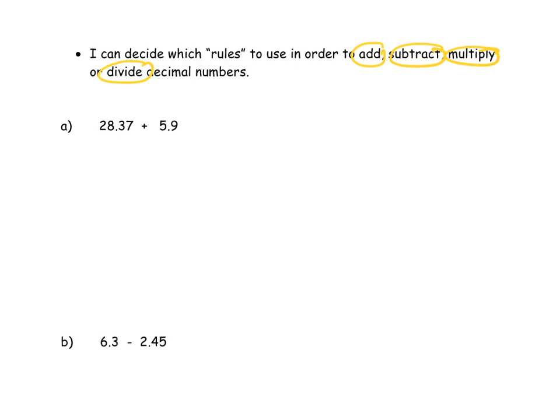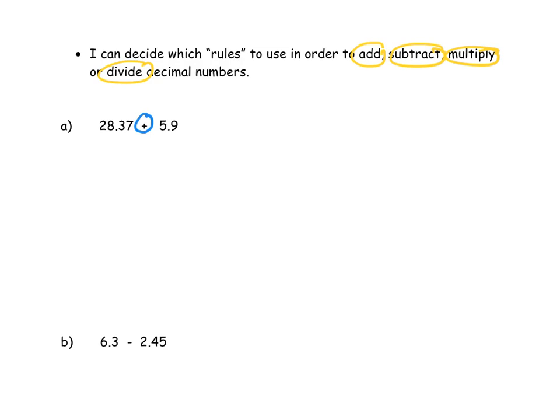So each time we use a different operation, there's usually a new rule for that operation. And the reason we're doing this with decimals is because this is going to transfer over for what we're doing on our next unit called integers, another set of our family of numbers. So let's start with our first operation of addition.